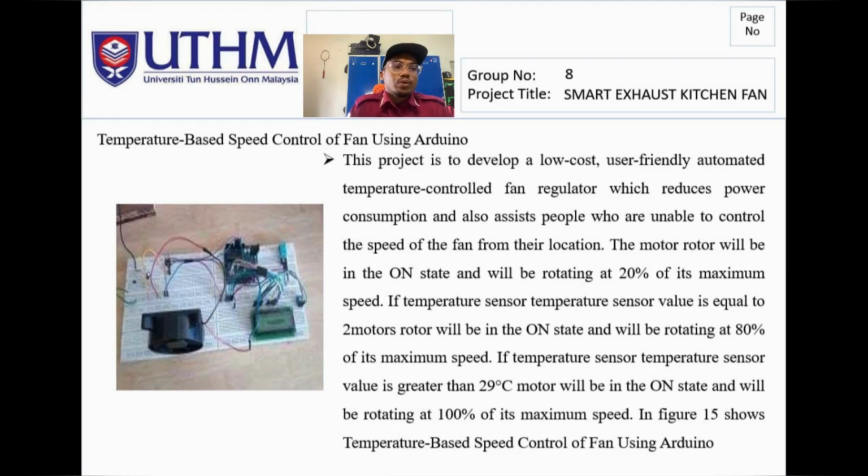Okay, the motor rotor will be in on state and will be rotating at 20% of maximum speed. If the temperature sensor value is equal to two, the motor rotor will be in on state and will be rotating at 80% of the maximum speed. If the temperature sensor value is greater than 29, the motor will be in on state rotating at 100%, so it will be at maximum. As we can see here, this is the prototype for this project.